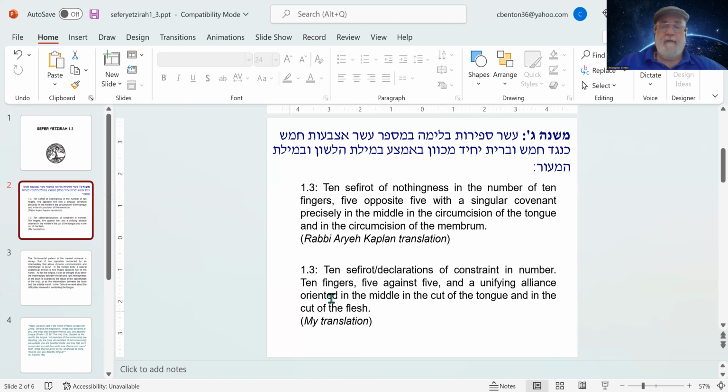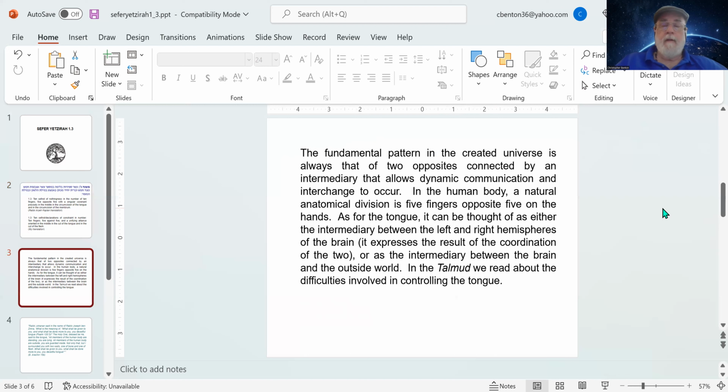And we're giving examples here. We have 10 fingers, but it's 5 against 5. And then we also have this principle of something that allows for interaction between these two opposites, and that is the unifying alliance, oriented in the middle. Okay, let's go on to the next slide. Now, as I've been saying, the fundamental pattern in the created universe is always that of two opposites connected by an intermediary that allows dynamic communication and interchange to occur.